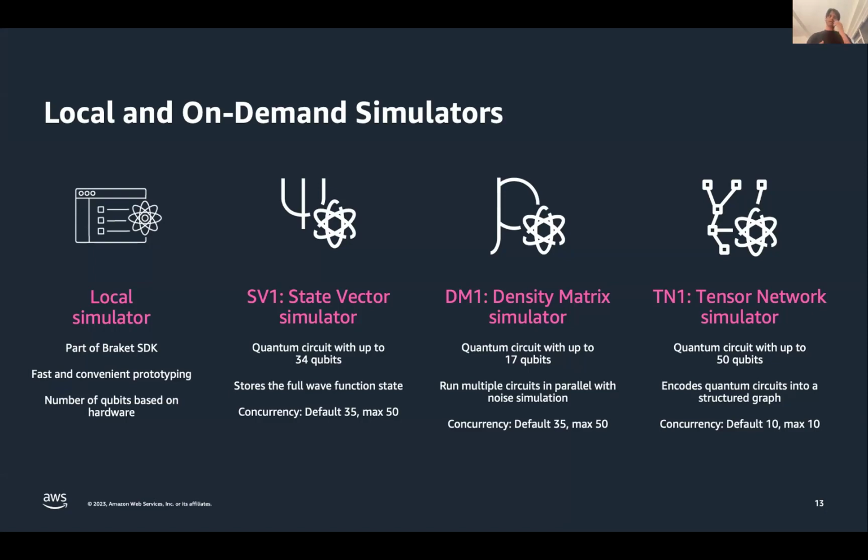But if you want to go higher for higher performance, you could use one of the state vector, density matrix or tensor network simulators, which are part of the Amazon Braket AWS cloud. So to access SV1, DM1, and TN1, you would need access to the AWS cloud, and I'll show you the pricing information for that as well.